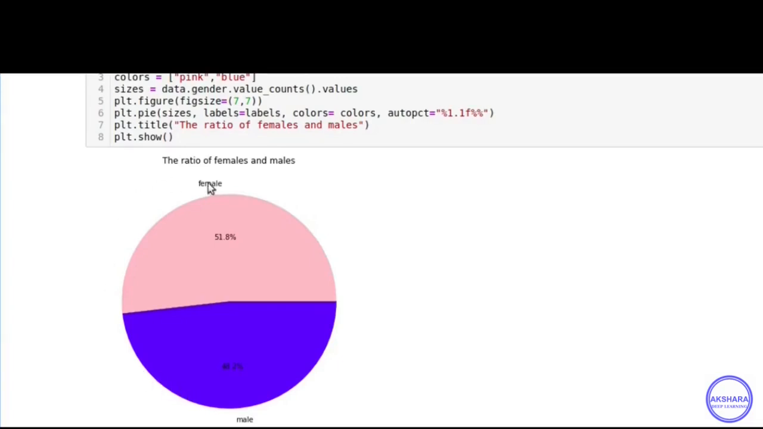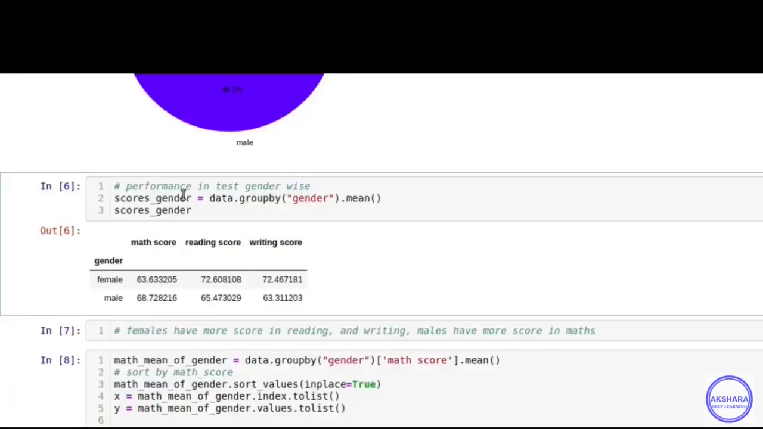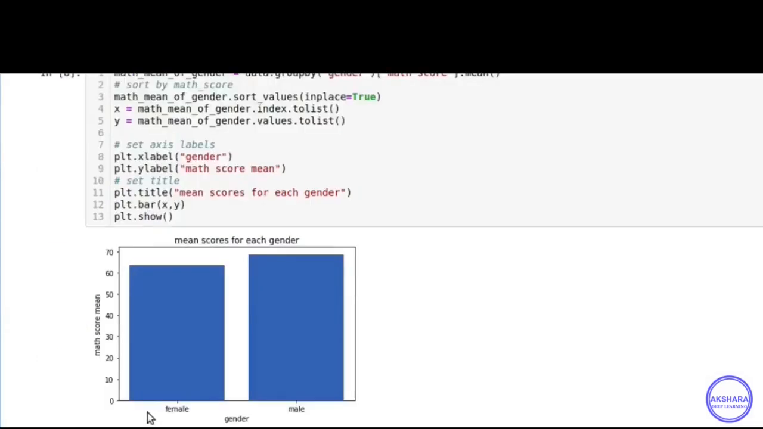visualizations. See here, total female students are 51.8% and male students are 48.2%. We can analyze the performance of students in the test based on gender. The female math score mean is 63, the reading score mean is 72 and the writing score mean is 72. And for males, the math score is 68, whereas in reading and writing scores they are far below the female students. If you compare the math scores, male students have the higher score in maths.